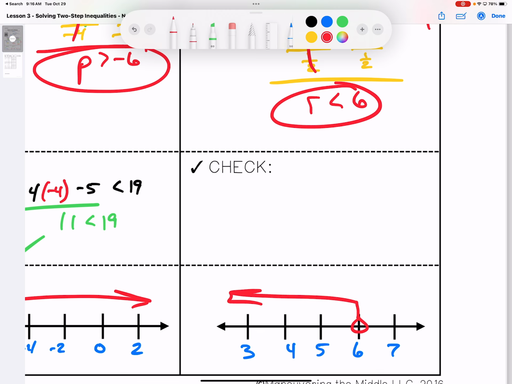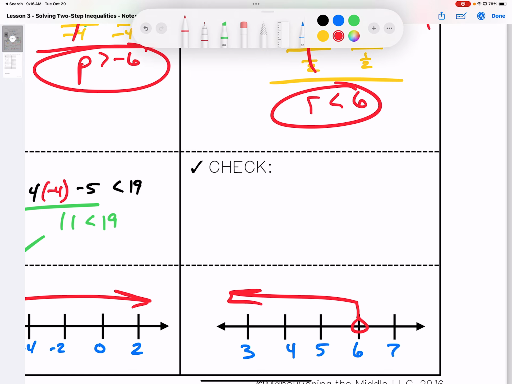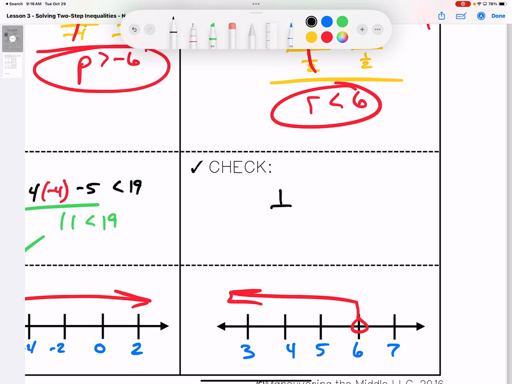I'm going to pick the number 5 to substitute in there. So I'm going to go 1/2 times 5 plus 3 is less than 6. Again, I'm going to take this and enter that into my calculator. And when I do that, it's going to give me a 5.5. Is 5.5 less than 6? Yes, it is. Check, check.